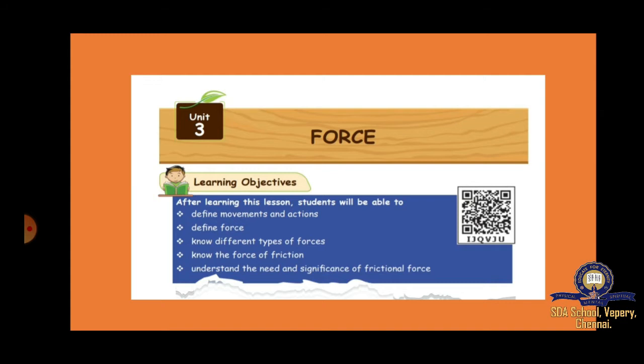What is action? Action is the motion which gives the required result. Now what is motion? When an object or a thing moves from one place to another, it is said to be in motion. I have explained everything in detail in the previous classes. Now what is force? Force is a push or a pull on an object which makes it move, changes its shape or stops it from moving.